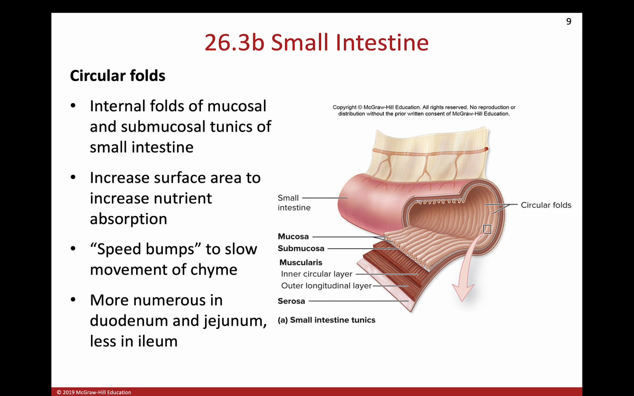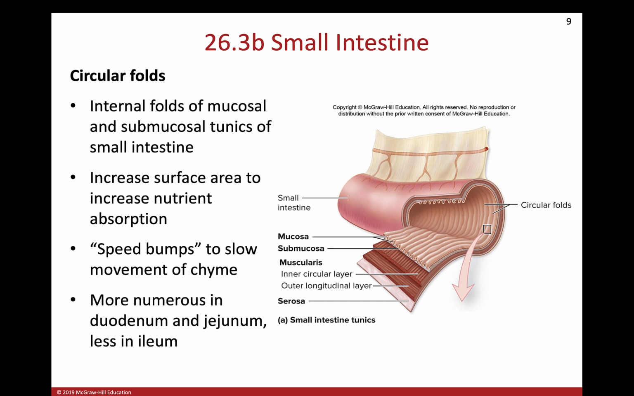If we look at the mucosa, we find these circular folds. And these are internal folds of both the mucosal and submucosal tunics of the small intestine. Now, the role of these circular folds is to increase the surface area, and this is going to increase nutrient absorption. Now, we can think of these as speed bumps, and they actually are slowing down the movement of chyme. And when that happens, you're looking at more efficient digestion and absorption.